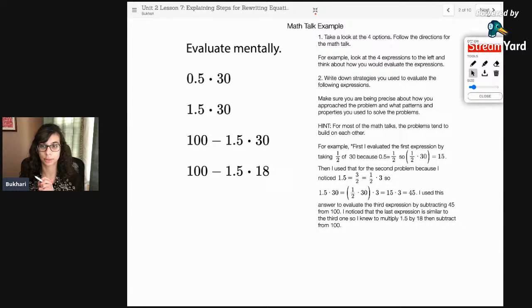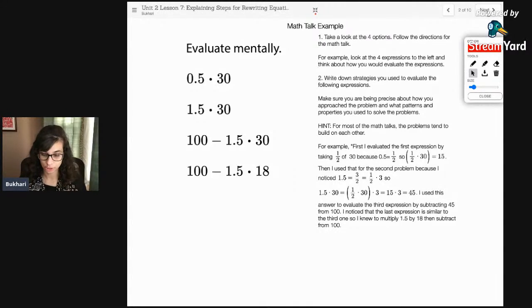So another activity that we do as part of our word map activities is a math talk. And so when it comes to a math talk, you're given usually 4 expressions or 4 options, and you follow those directions. For example, take a look at the 4 expressions on the left and think about how you would evaluate them, right? Write down some strategies you would use. Most of the problems tend to build on each other in some way. And so you want to start thinking about how you are solving or how you are going through the process. And so that's what math talk is really for. It's you talking through how you are solving your equations.